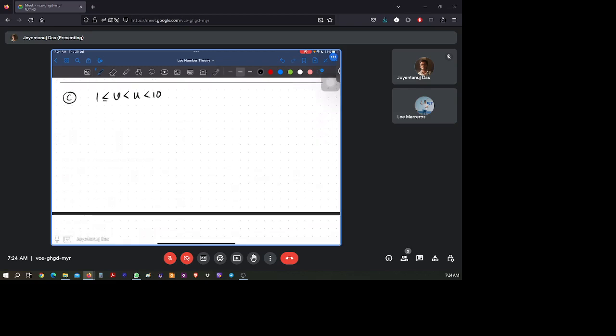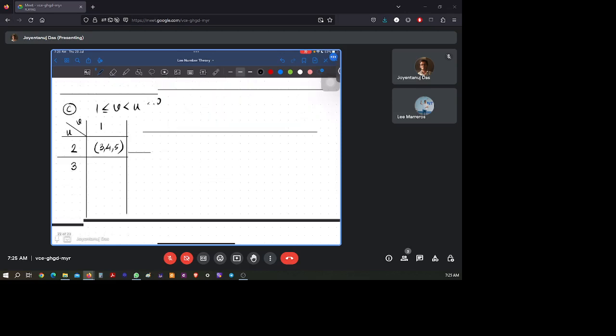So for example, suppose this is our v and this is our u. The first value u can take is 2 and v is 1. That will give me 3, 4, 5. Now, if I take u as 3 and v as 1, we just computed 8, 6, 10.